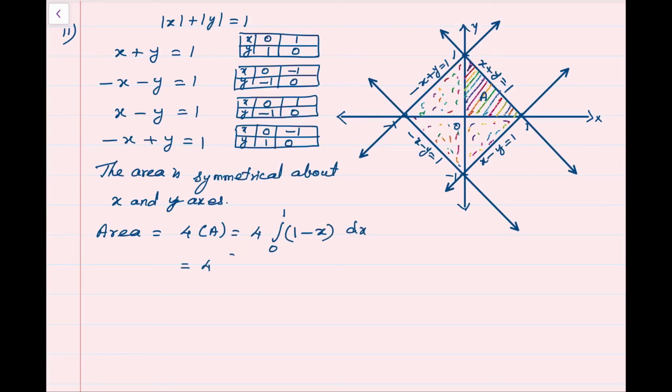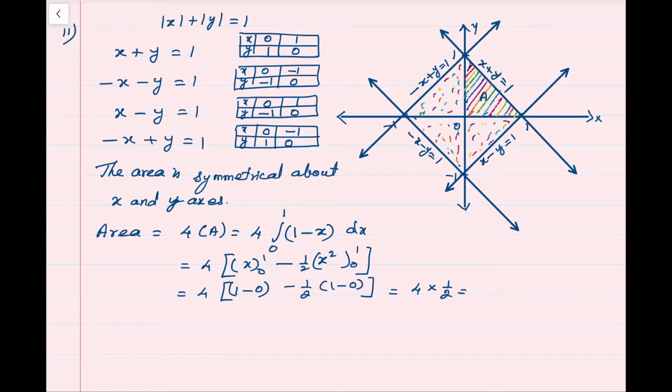4 times integral of 1 is x minus integral of x is x squared divided by 2. Upper limit minus lower limit. 4 times 1 minus half is half. Therefore, the answer is 2 square units. And easily we can check the answer: area of the square, or area of the right triangle into 4.